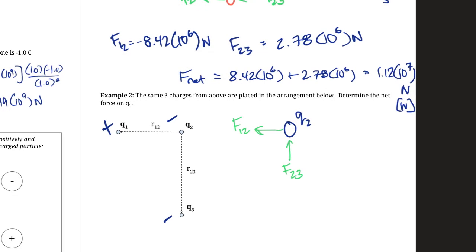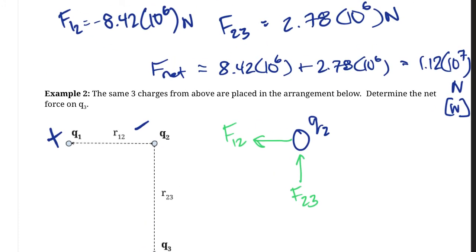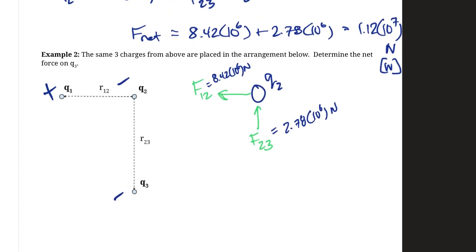So we actually calculated these numbers in the previous question. The numbers are the same. So we know force 1, 2 is 8.42 times 10 to the 6 newtons, and we know the force 2, 3 is 2.78 times 10 to the 6 newtons, right? So how do we find the net force on Q2? Well, we need to add up these two forces. So to add up those forces, we can draw a triangle. We're going to do that force plus that force, and that's going to give us our net force, right?